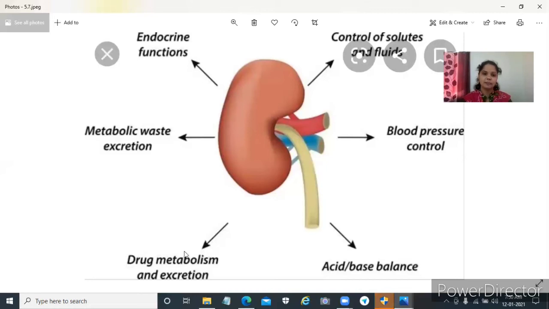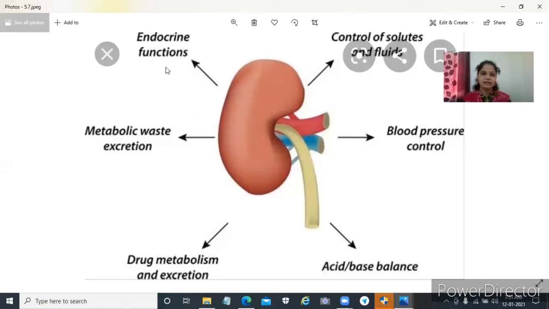The next function is drug metabolism and excretion. That's metabolic waste. The nitrogenous waste materials are eliminated from our body through the kidney. So their main function is metabolic waste excretion. Different kinds of medicines and different kinds of pigments are eliminated by the kidney. So again, this is one of the functions of the kidney, drug metabolism and the excretion of pigments.